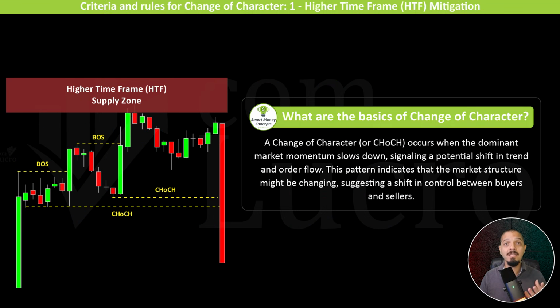Now, let's begin. What are the basics of change of character? A change of character, or CHoCH, occurs when the dominant market momentum begins to fade, signaling a potential transition in trend and order flow. This shift often marks the moment when buyers lose control and sellers step in, or vice versa. Technically, it appears as a break in the most recent structure, suggesting that the market environment may be changing.